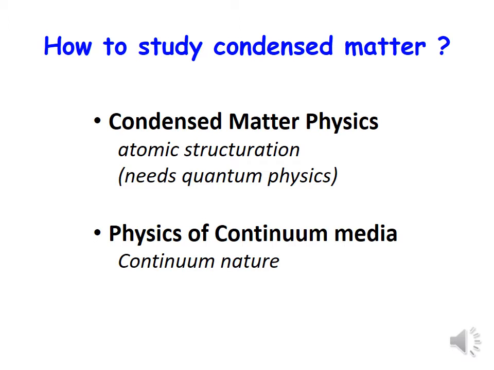How to study condensed matter systems? So condensed matter can be approached in two ways, basically. One, that is the subject of condensed matter physics, considering that the physical properties of a system can be deduced from its atomic structure. And this, of course, needs then the contribution of quantum physics. The other approach is considering a system as a continuum media. That means that at any scale, basically the physical properties are the same.